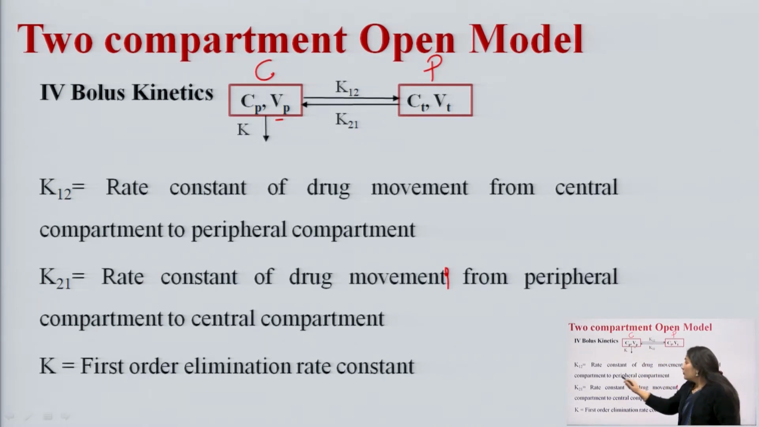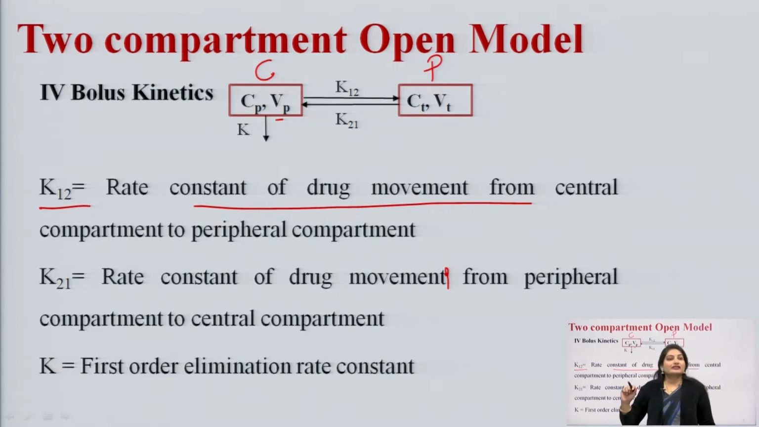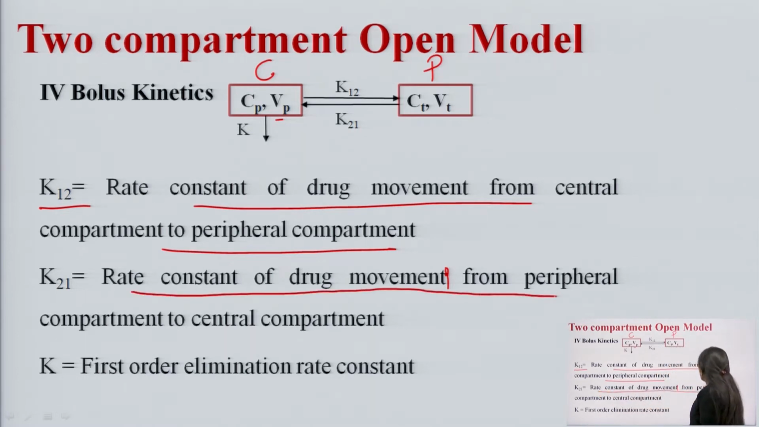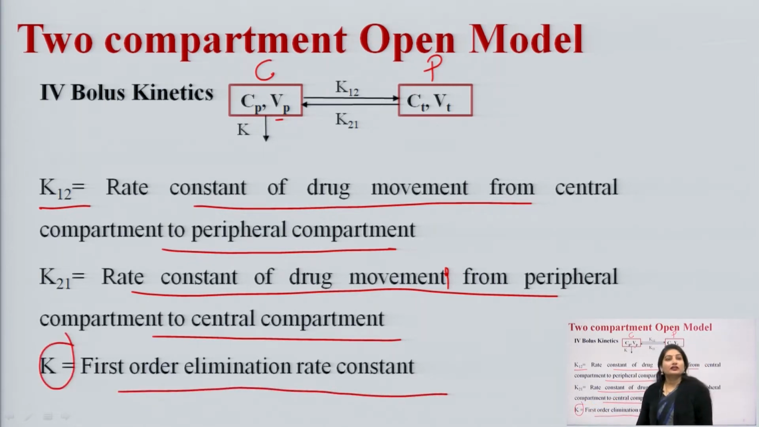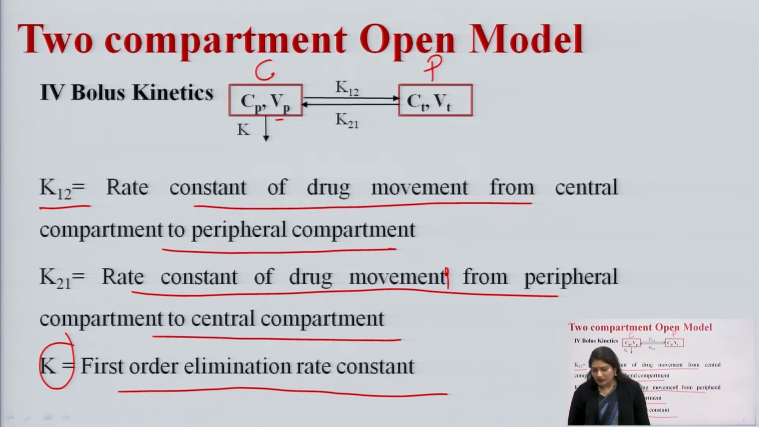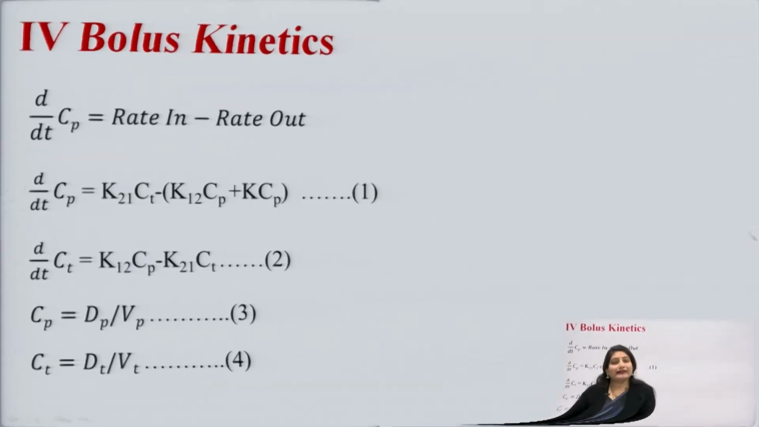Okay. So, what is K12? It is the rate constant of the drug movement from the central compartment to the peripheral compartment. What is K21? It is the rate constant of drug movement from the peripheral compartment to the central compartment. Now, what is K? This is the first order elimination rate constant. Okay. So, these are the various designations. Now, coming to the kinetics.